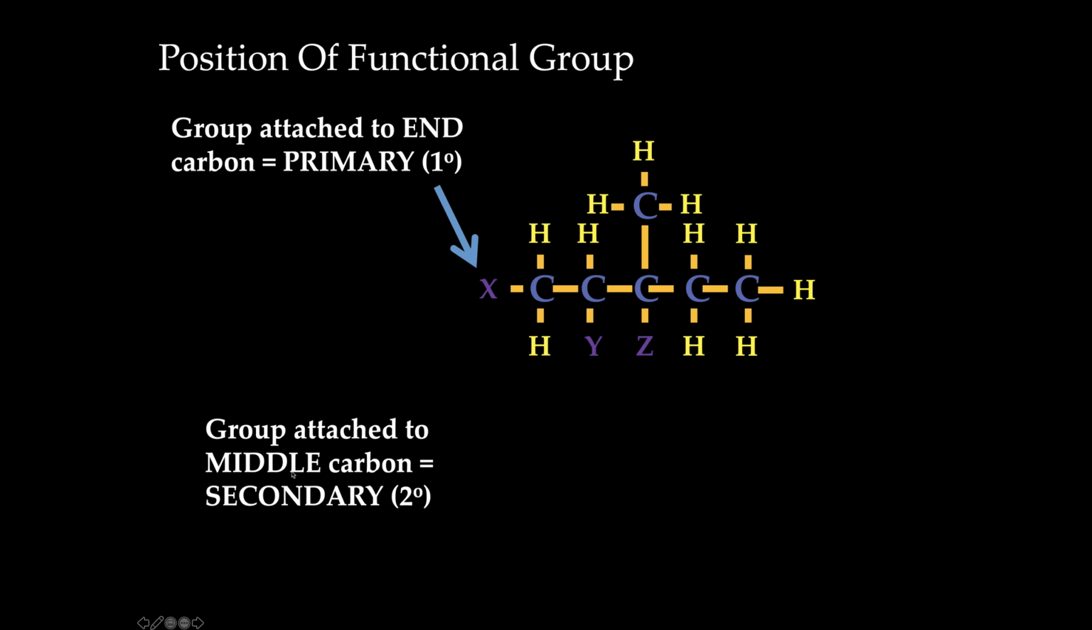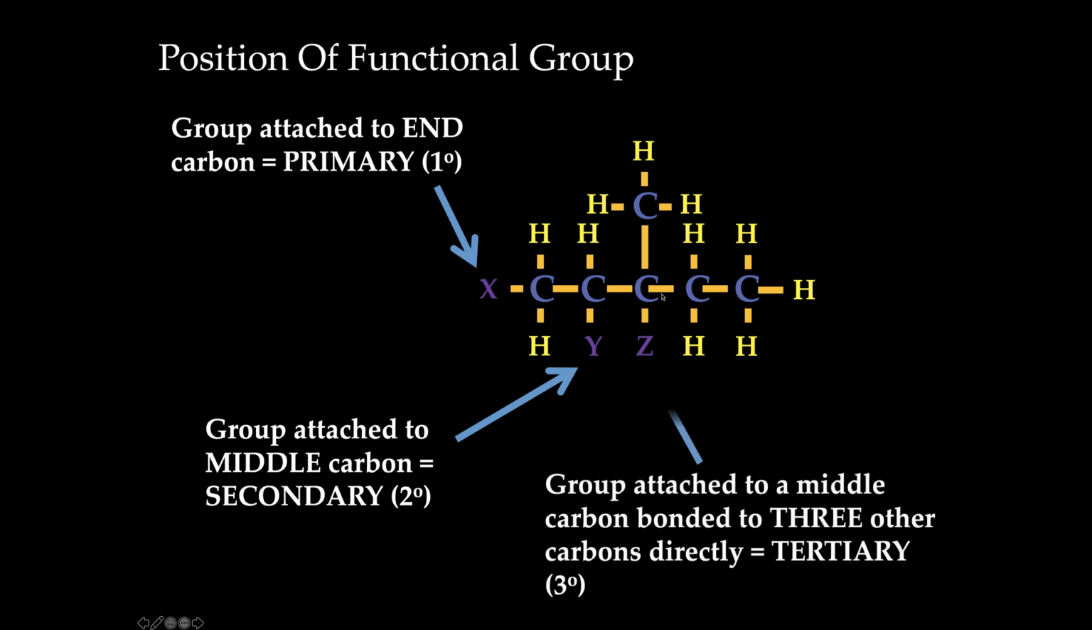A group that's attached to the middle carbon, or a carbon that's using two of its bonds to attach to other carbons, is called a secondary carbon. So Y would be bonded to a secondary carbon. Oh, and this would also be a secondary carbon. But this wouldn't. This carbon is using three of its bonds to attach to other carbons. Therefore, that carbon is called a tertiary carbon.